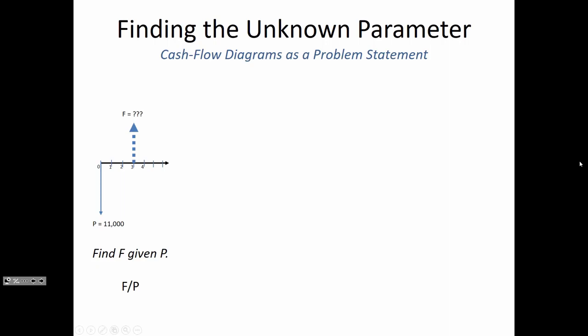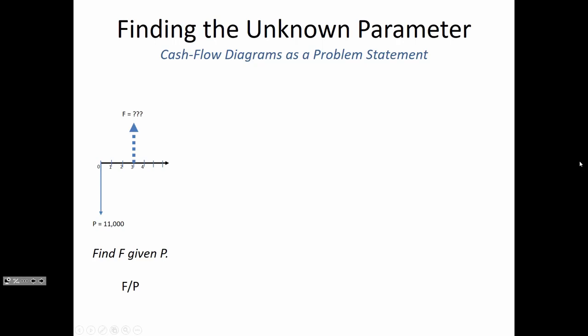So again, let's use this notation through the semester that when you're trying to find an unknown, the line and the arrow will be dashed. That just kind of suggests an unknown height of how much it's going to be. Of course, these question marks make it pretty obvious that it's the future amount that you're trying to find. Now, we put it in this order, find F given P.